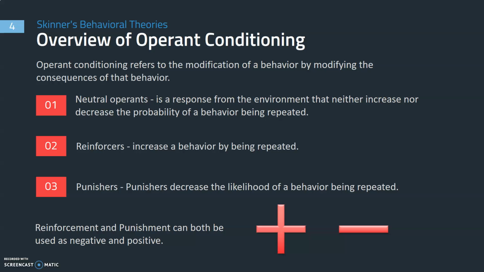Skinner breaks it down into three parts. First is the neutral operant. This is when the response from the environment neither increases nor decreases the chances of a behavior ever being repeated. It's just kind of there. The second one is reinforcers. Reinforcers increase a behavior by being repeated, right? We reinforce that behavior. The last one is punishers. Punishers decrease any likelihood of said behavior being repeated. And it's helpful to know that reinforcement and punishment can both be used as a negative and a positive.